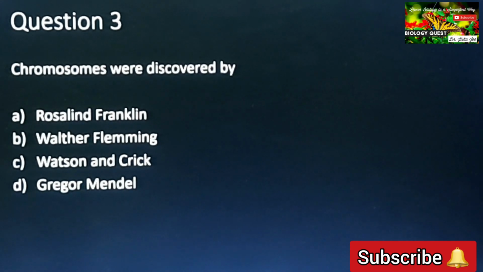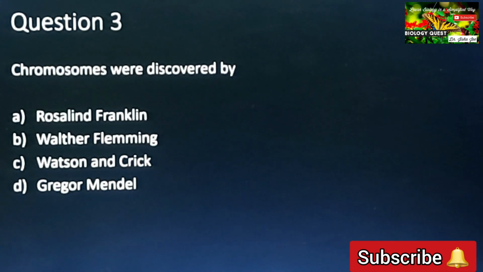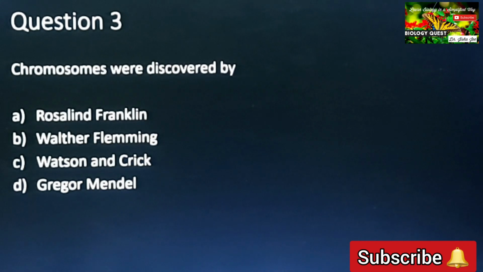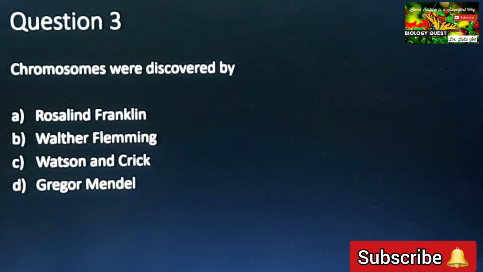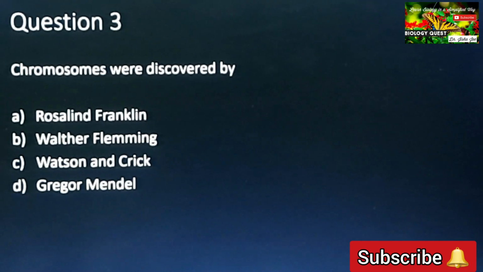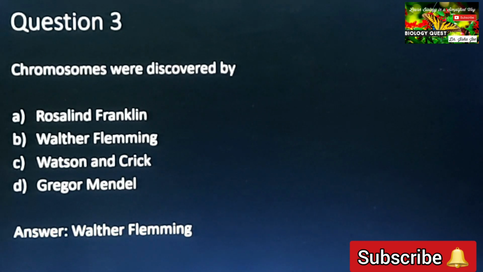And that is Walter Fleming. So he was the person who first discovered chromosomes. Watson and Crick, these were the two scientists who proposed the double helical model of DNA. And the fourth option, option D, Gregor Johann Mendel, he is considered the father of genetics. So what is the correct answer? Option B is the correct answer. Chromosomes were discovered by Walter Fleming.